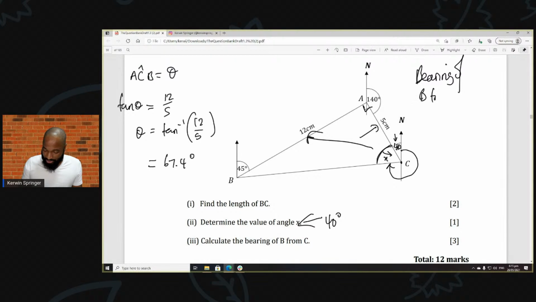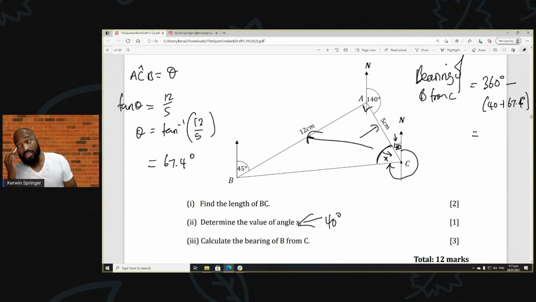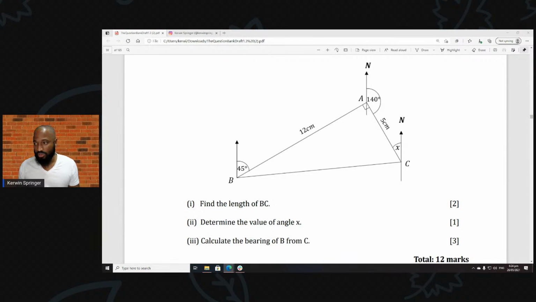So we get 67.4. So the bearing is going to be easy to find out. The bearing of B from C is going to be 360 degrees, which is the whole thing, minus the 40 plus the 67.4, which we just got. And what's that answer? Somebody have it cooking? Oh, Deja. 252.6 degrees. Nice. So that's it there. So you get your full marks.